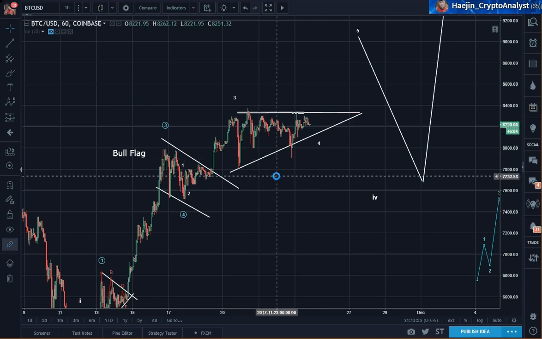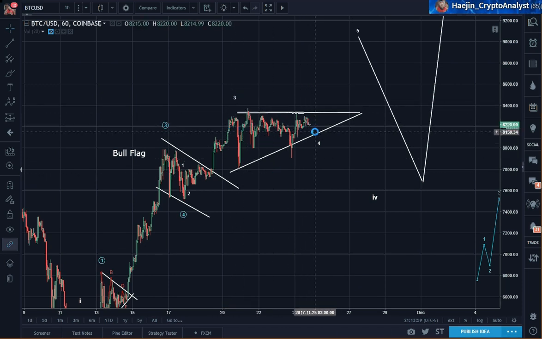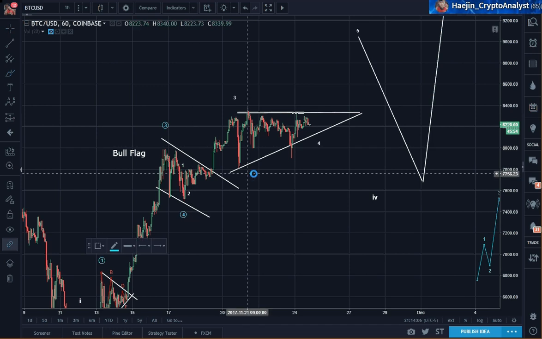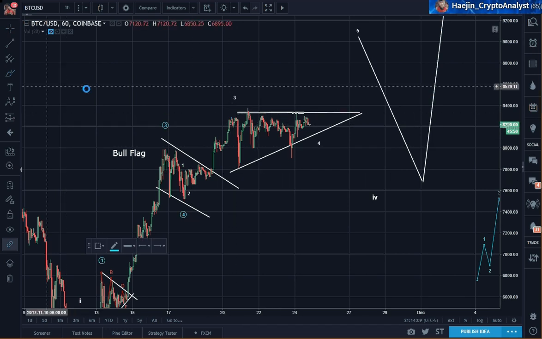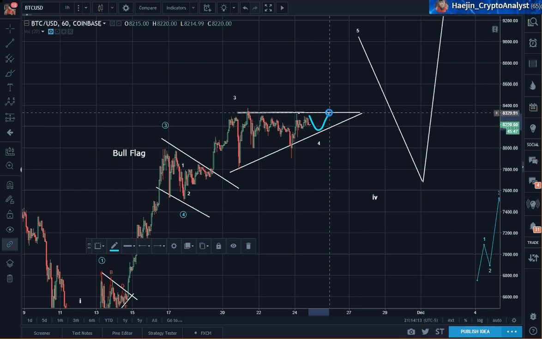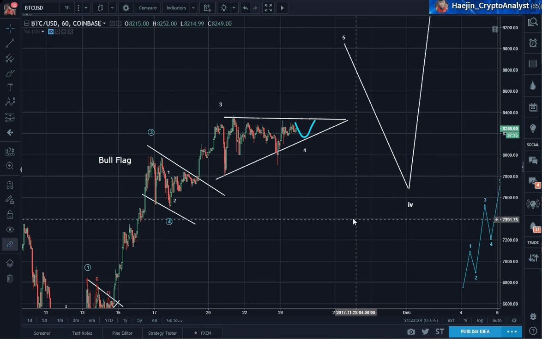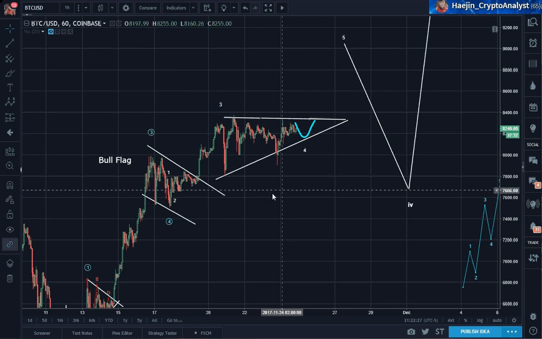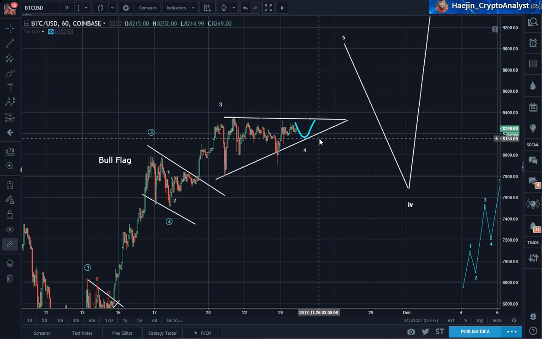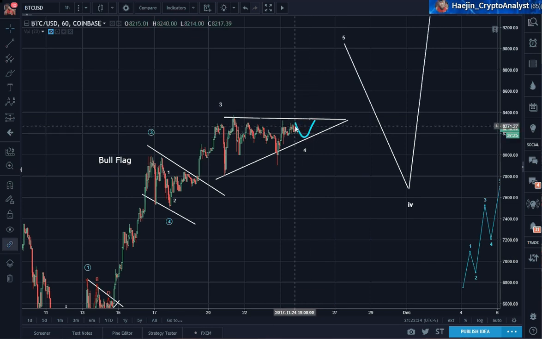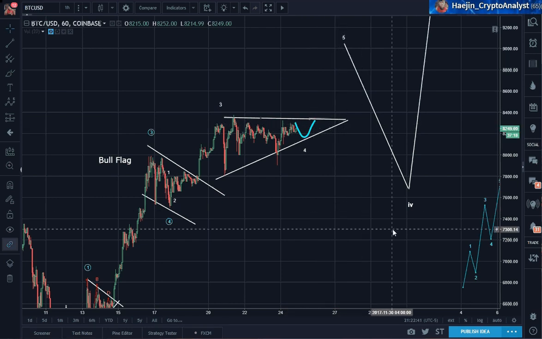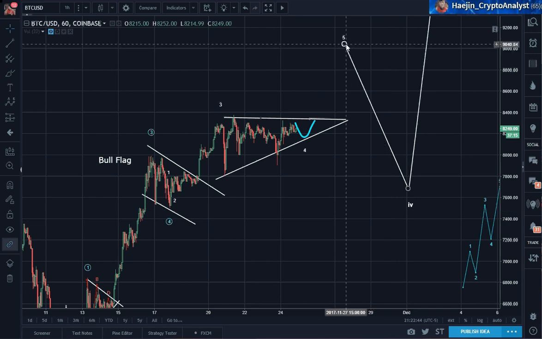So what I'm basically saying is if this was 3 here, we're not done with 4 yet, and 4 will probably be complete here, let's say. So what I'm thinking is that this is an ascending right triangle, and we may see one more dip and up, or touch the upper line and then dip and up and go towards putting in the wave 5.